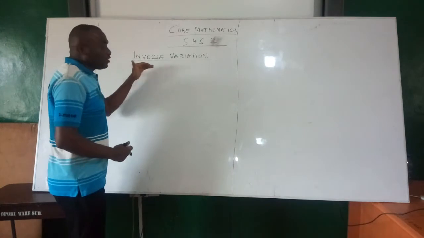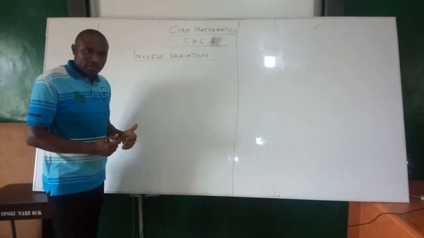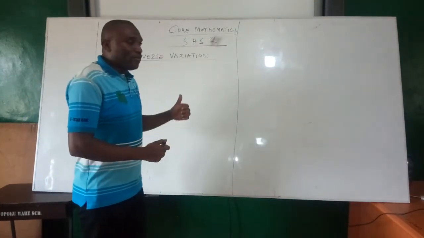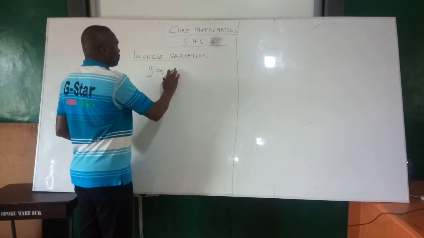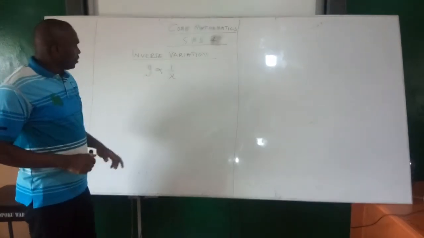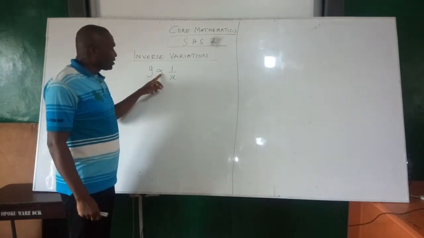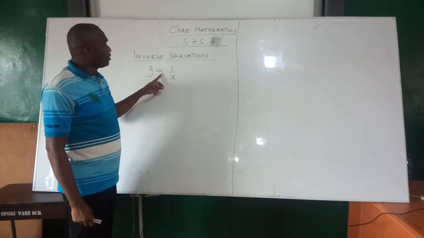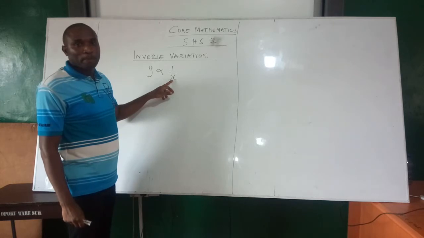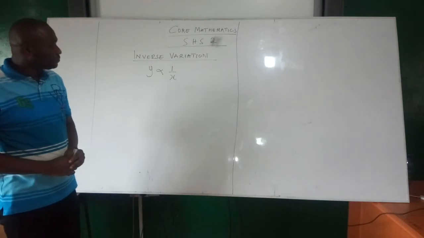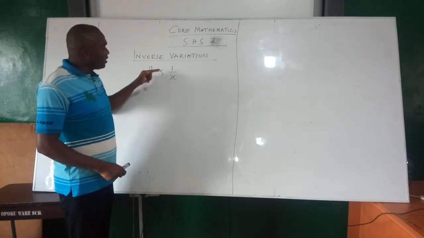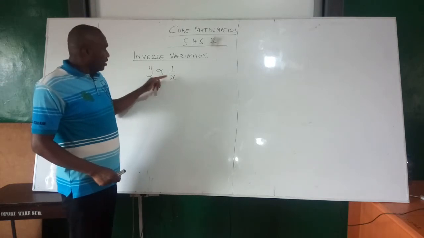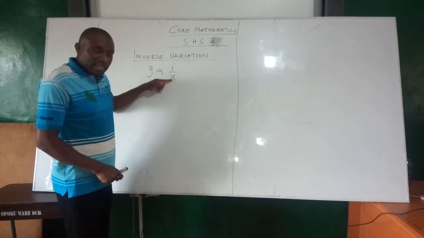Now, mathematically, inverse variation is written this way. Supposing a variable y varies inversely to x, then it is written as this: y varies inversely or indirectly to x. In inverse variation, as one quantity increases, in this case as y increases, x will decrease, the other quantity decreases. And when y decreases, x increases.